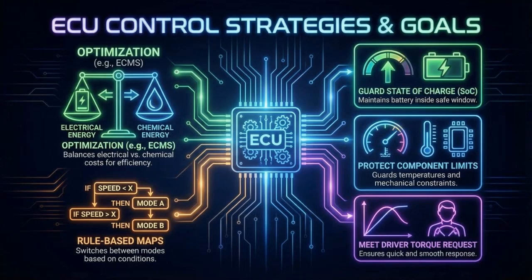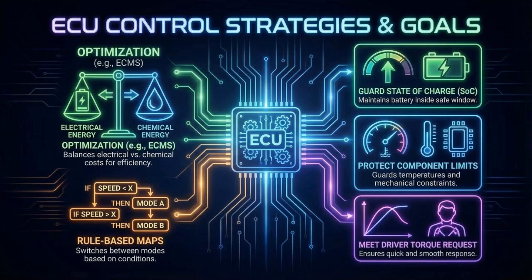We will now discuss what the Electronic Control Unit, ECU, tries to do in an EV. It formulates the control goals and strategies through a well-defined protocol. The objectives of the ECU are to minimize fuel consumption for a given driving demand, to respect battery SOC and keep it inside the safe window of charging or discharging as required, to meet the driver torque request quickly and smoothly, and to protect components through constraints like max current, temperatures, and mechanical limits.